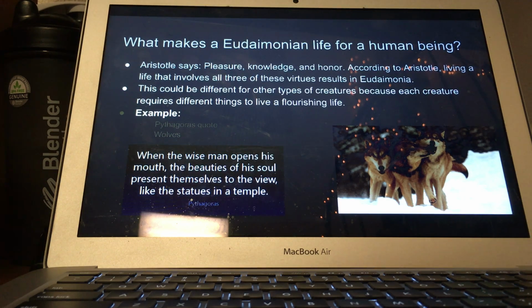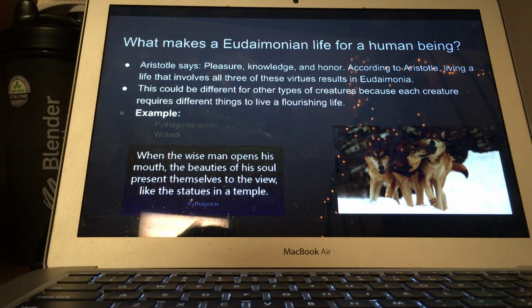He is quoted saying, "When the wise man opens his mouth, the beauties of his soul present themselves to the view, like the statues in a temple." End quote. Even before Aristotle came up with the concept of eudaimonia, humans understood that knowledge is a virtue that leads to a life well lived.